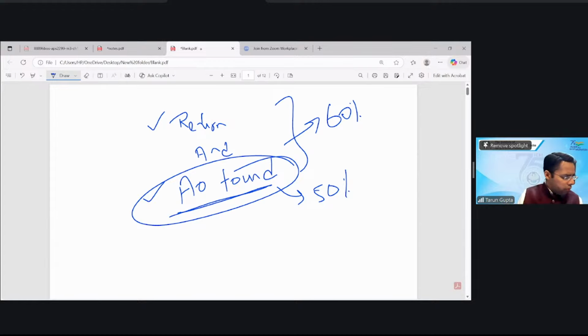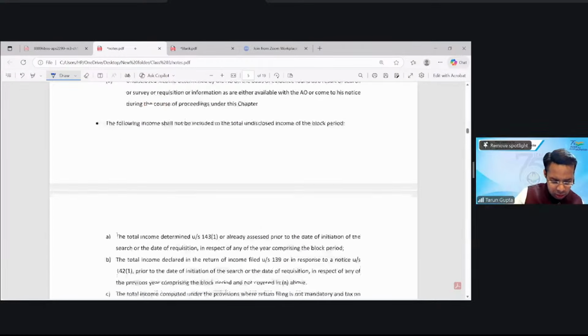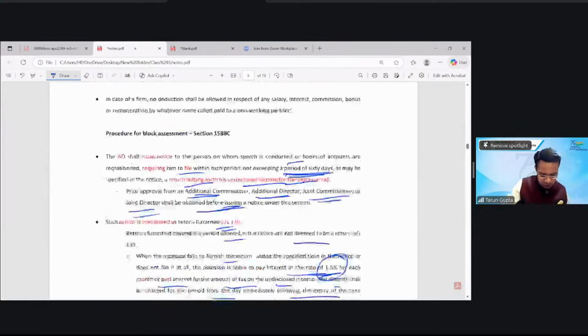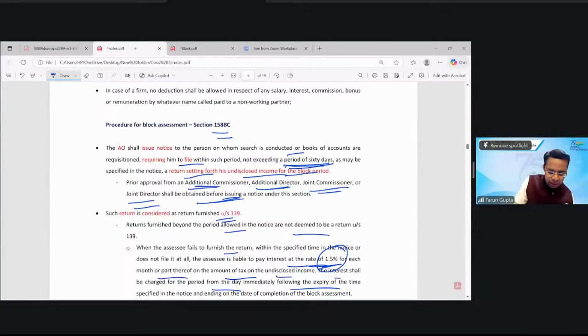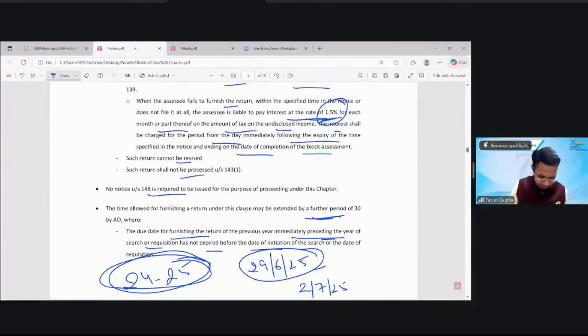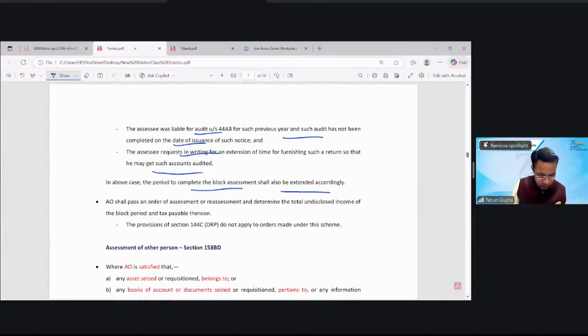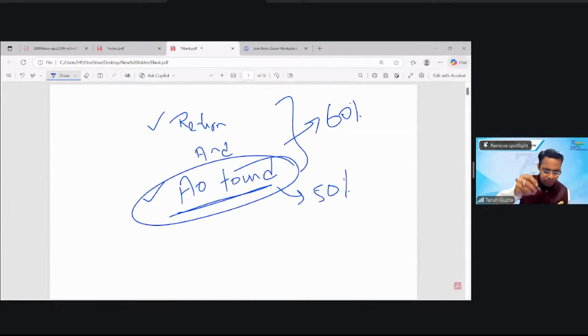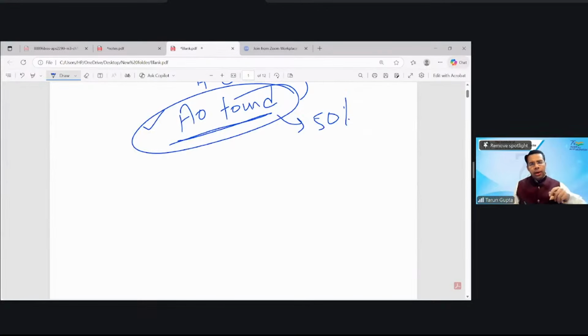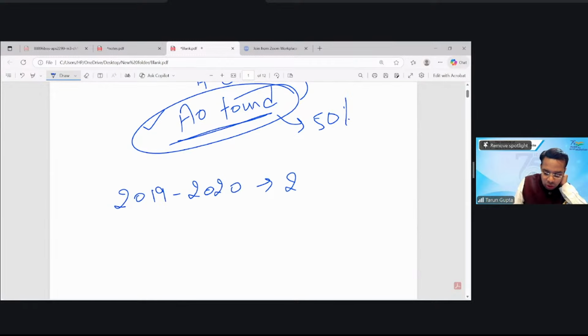Okay. So we have understood the meaning of undisclosed income, and we have also done section 158BC, where the AO issues the notice asking the assessee to furnish return of income. Okay. Now let's do some small concept. See, what happened is that in our case, the 6 years were from financial year 2019-20 to 2024-25.